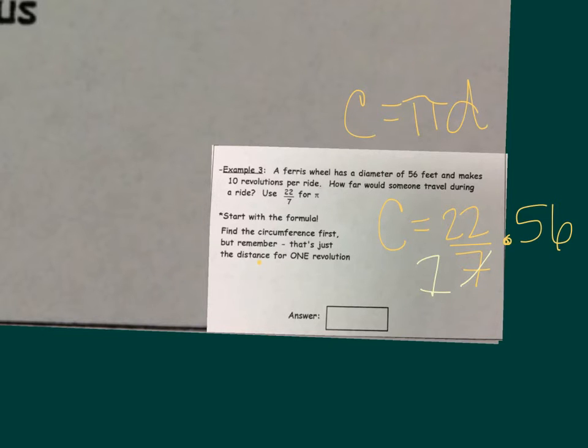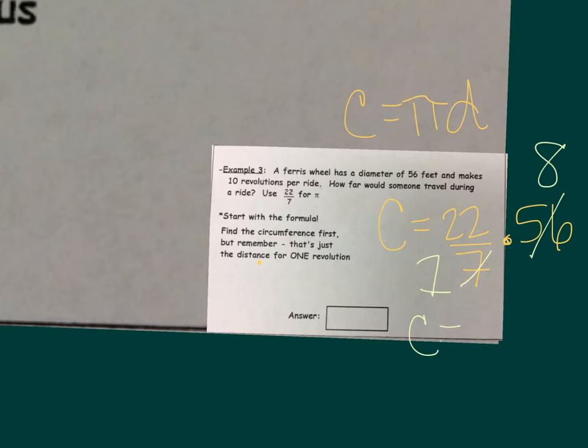Okay? So we have the diameter of 56 feet. So our circumference is going to be equal to C equals 22/7 for pi times 56. Because again, remember we have C equals pi times the diameter. Now, we can cross simplify here. 7 goes into 7 one time, and 7 goes into 56 8 times. This makes it a little bit easier to multiply.